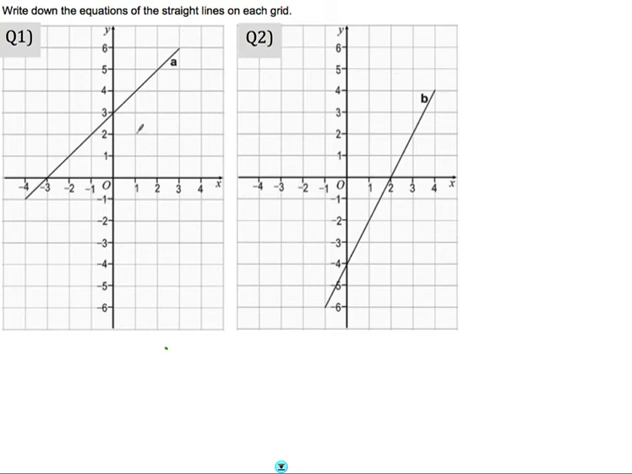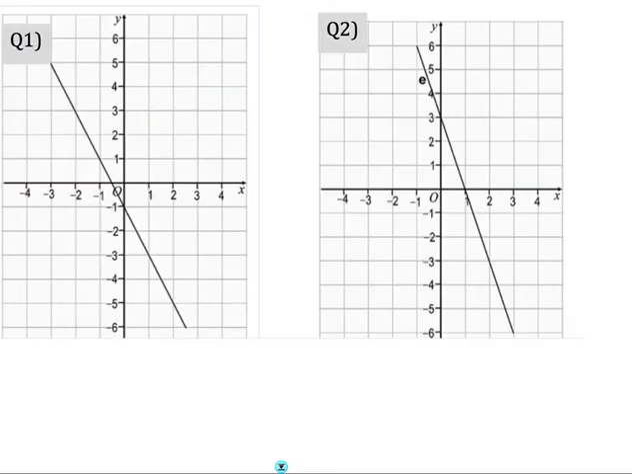Okay, the equation of this one is y equals x plus 3. The equation for this one is y equals 2x minus 4. And this is the other two questions, so pause the video and now have a go at these. Okay, the answer for this is y is equal to minus 2x minus 1, and the equation for this is y equals minus 3x plus 3 as it crosses the y-axis at 3.